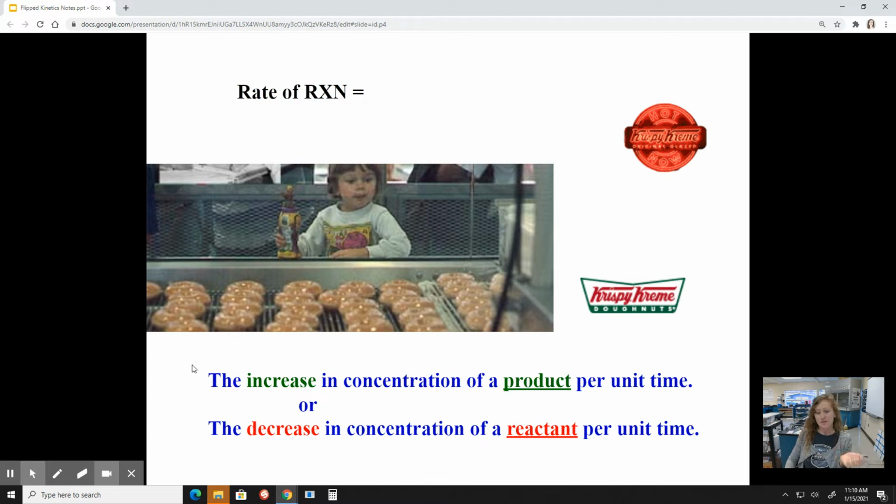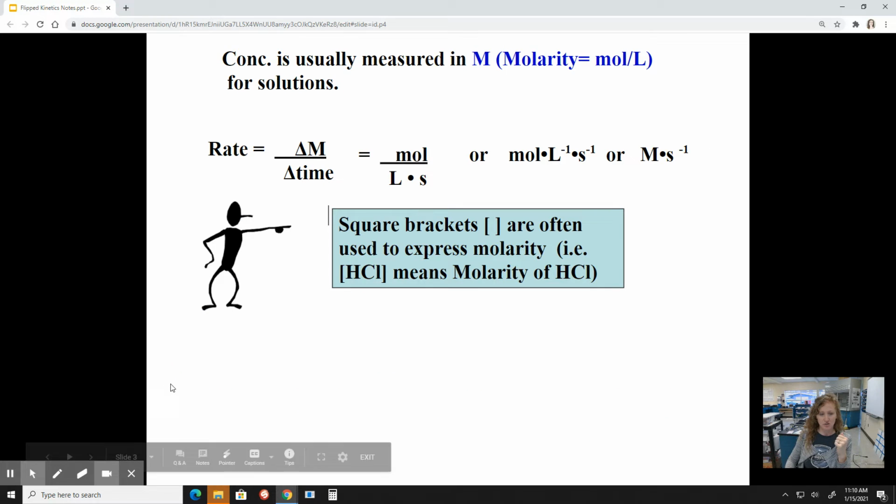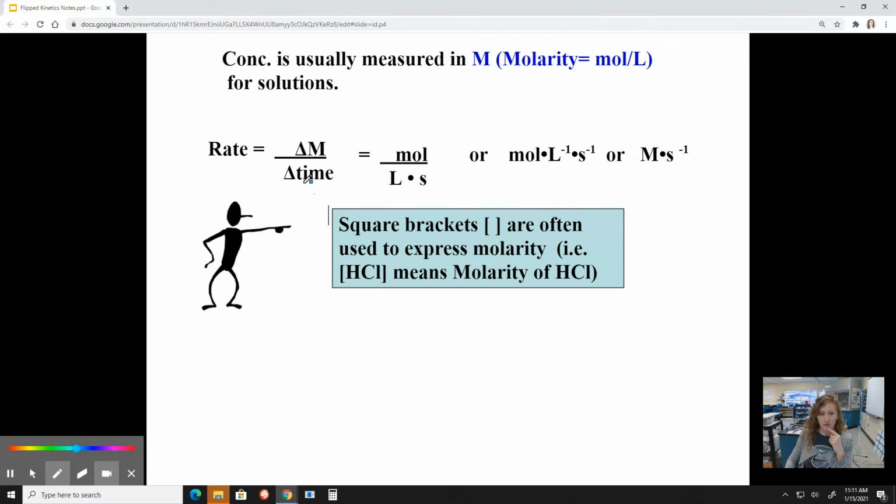Okay, so an increase in concentration of product would probably be a positive. The decrease in concentration of a reactant would probably be communicated as a negative since it's a decrease. In chemistry, we deal with the amount that's present. Usually we're talking about a molarity, right? So usually we're going to have molarity per second, would be this one. Or if you want to break that apart, you could go moles per liter per second.